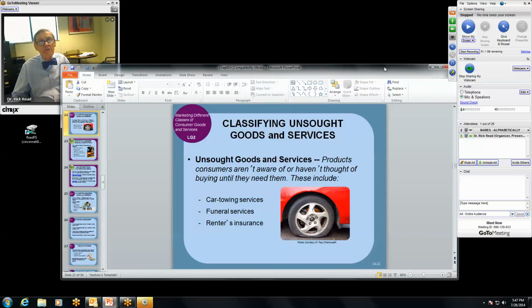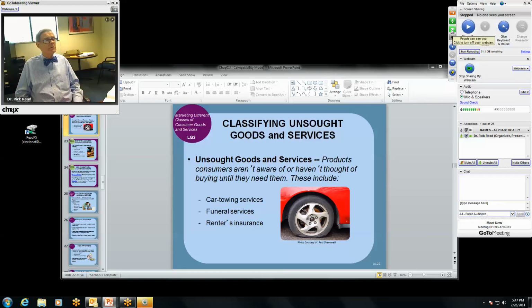And then finally, on unsought goods and services, we have to have our car towed. We have to buy, we have to think about funeral services. We have to think about some type of insurance that we didn't get before and things of this nature. It isn't that we're not aware of these so much as it's we don't ever think about purchasing them. And we don't purchase them until we need them. And often we don't want to need them, but we have to purchase them.